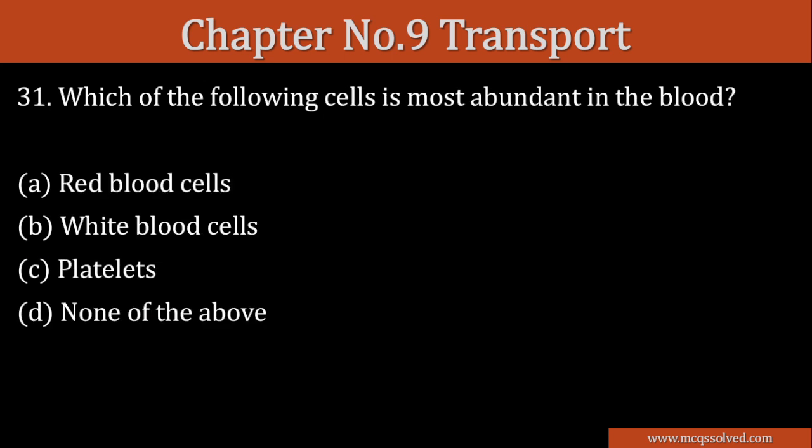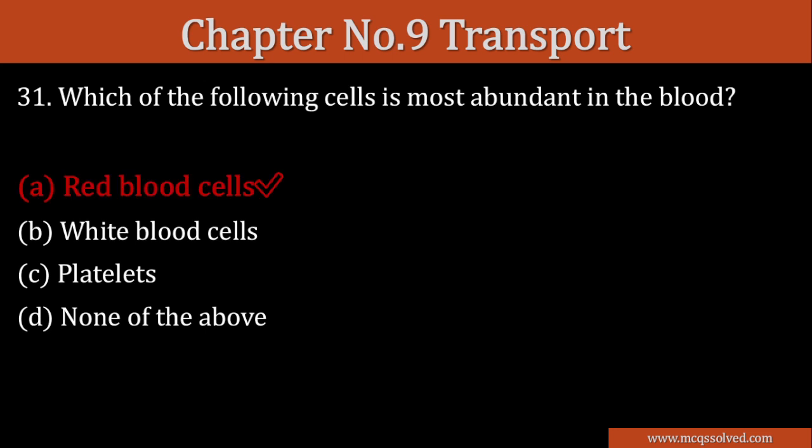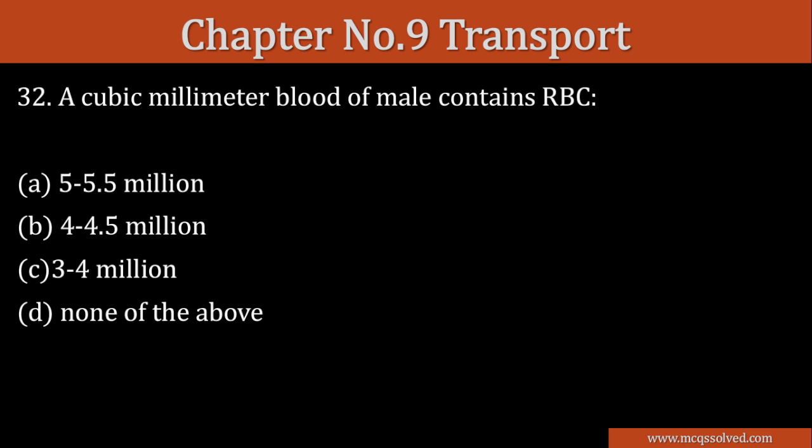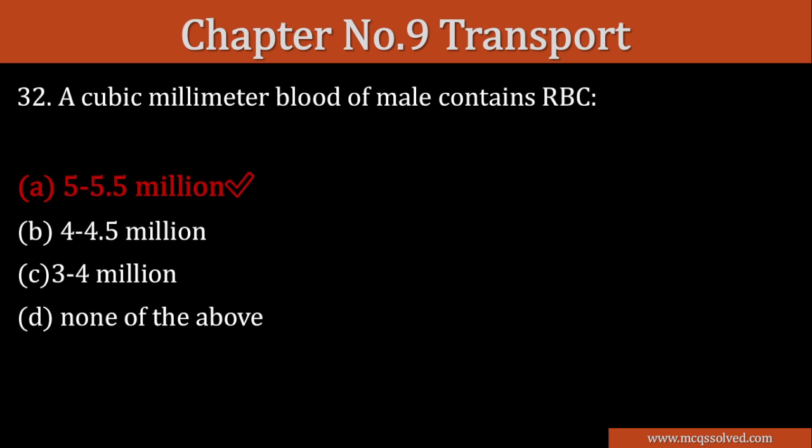Which of the following cell is most abundant in the blood? Red blood cells, white blood cells, platelets, none of the above. So the right option is red blood cell. A cubic millimeter of blood of a male contains how many RBCs? The right option is 5 to 5.5 million.